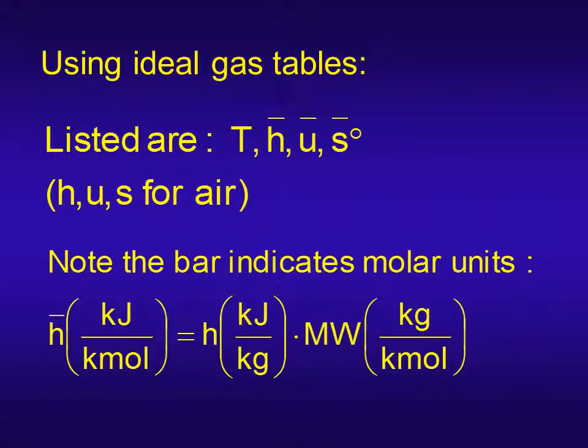Listed in your tables are temperature, enthalpy, internal energy, and what we call the entropy with a little zero in front of it. The bar indicates that often these are listed in molar units, so depending on your text, you'll find it in molar units. Sometimes it's in mass units, but molar units would be giving you enthalpy in kilojoules per kilomole rather than kilojoules per kilogram. It's easy to go back and forth between the two by just multiplying by the molecular weight.